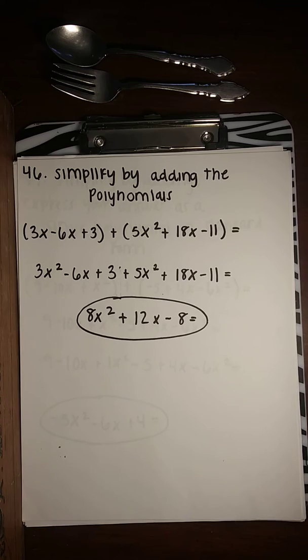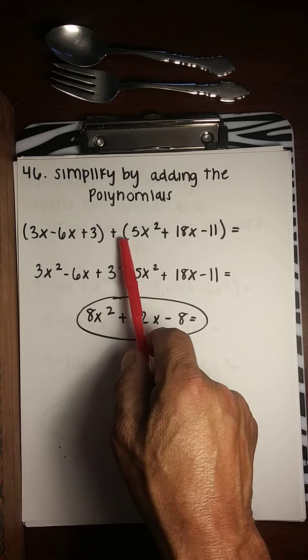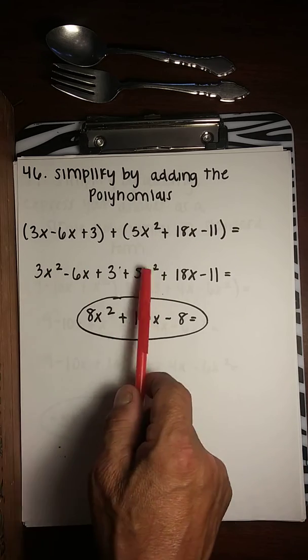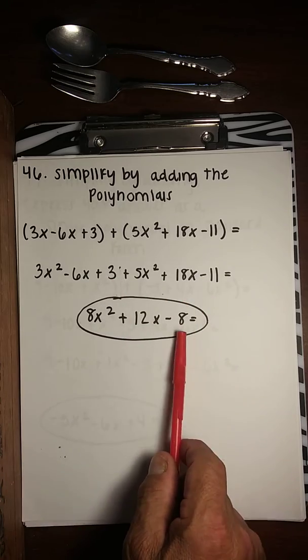Simplify that by adding polynomials. Add these together. Just take out the parentheses. The plus doesn't change anything. x squared and x squared is 8x squared. x and x is going to be 12x. And then 3 and minus 11 is going to be minus 8.